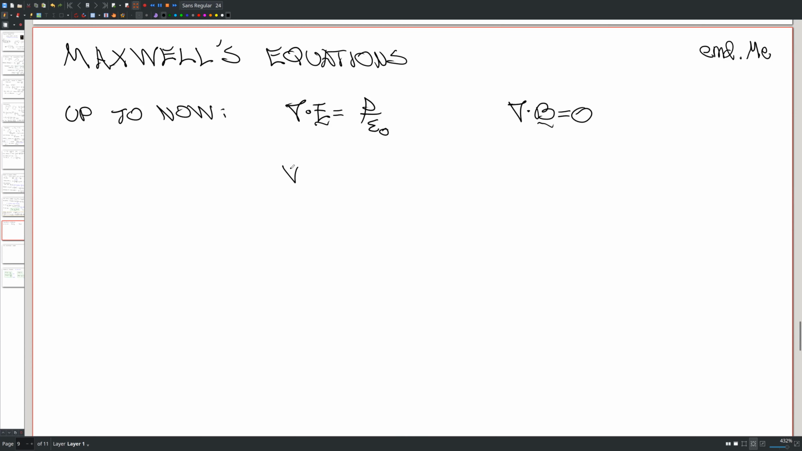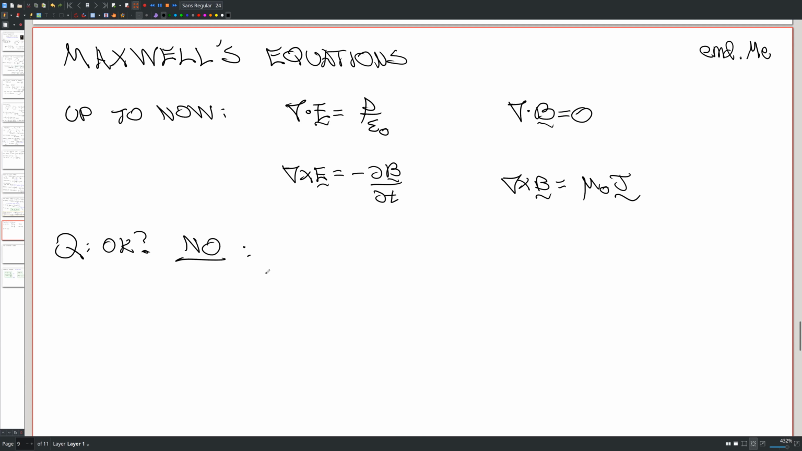Then we've got Faraday's law, which is that the curl of E is minus the time rate of change of B. And finally, we have Ampere's law that tells us that the curl of B is equal to mu 0 J. Okay, and the question is, is this okay? Well, there are many checks that we can make on this. Unfortunately, there's a fatal inconsistency in there. So no.